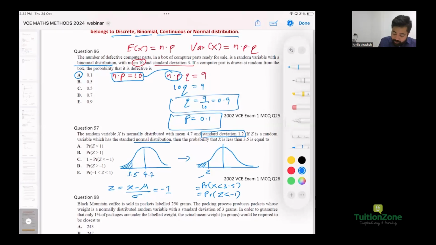So as this is -1, by symmetry, what's the value here? +1. So by symmetry, this area and this area are exactly the same. So we can rewrite this one as P(Z is greater than 1). That's all. The answer is simply B. Cool. That's a technique.